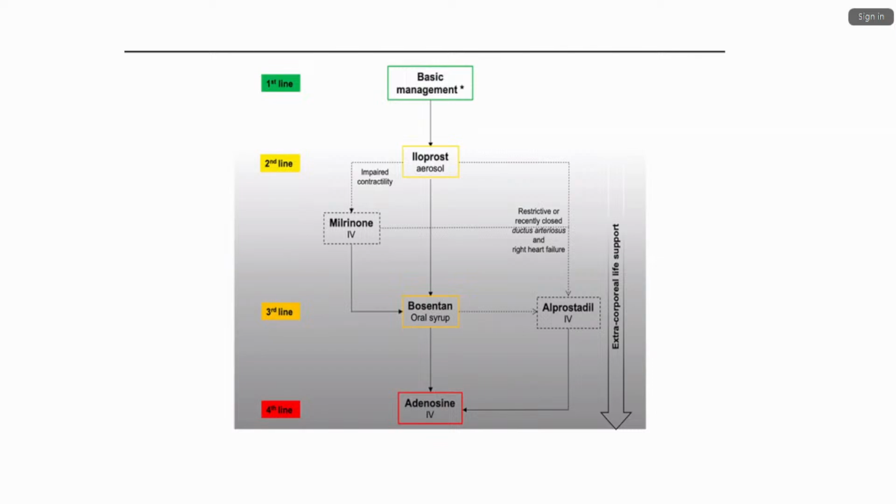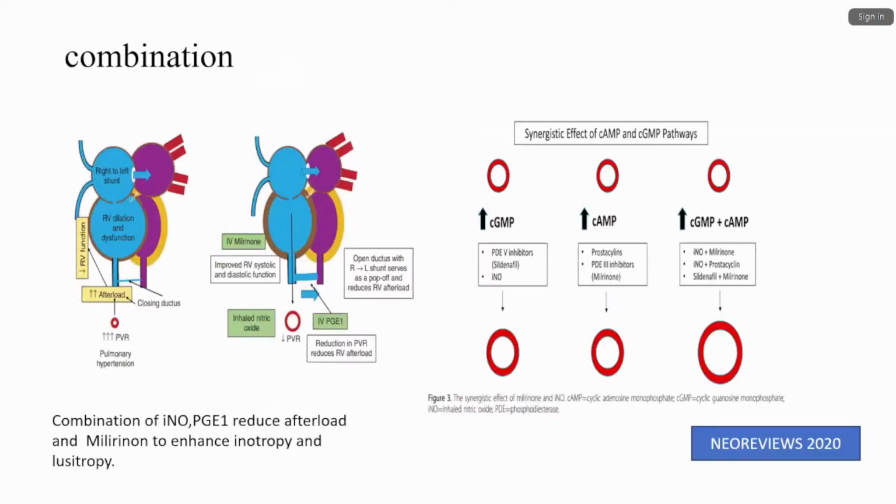And the last, fourth line is adenosine. Adenosine also does vasodilation, but we have very limited evidence for this. And if with all this there is no improvement, we should always side by side prepare for ECMO, because if the child doesn't improve with this, in the last we need ECMO for the baby.